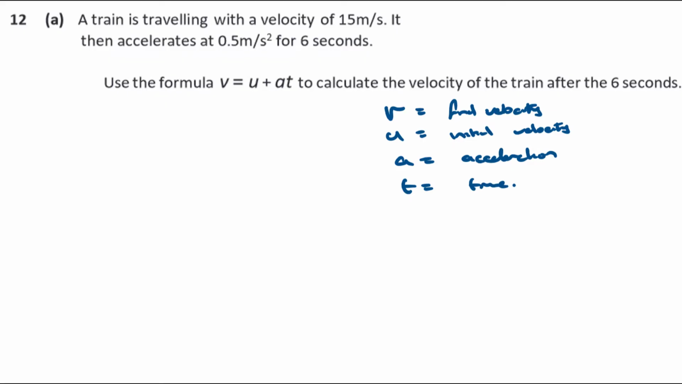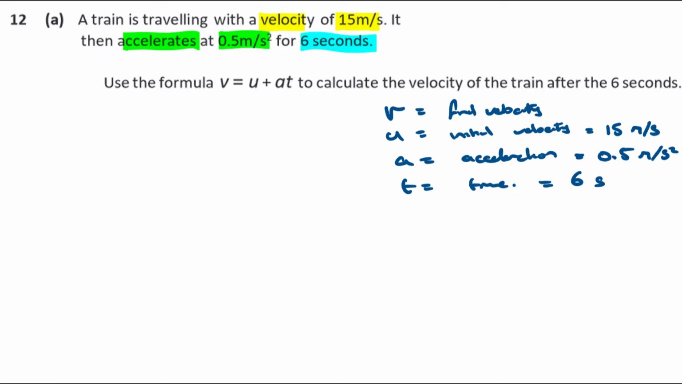Okay, now what have we been given? We have been given a train is traveling with a velocity of 15 meters per second. Okay, so that is my initial or starting velocity, isn't it? So that is my u value. That's 15 meters per second. Then I've been given the acceleration of 0.5 meters per second. So that is my a value. That's 0.5 meters per second squared. And then this here, 6 seconds, that must be time then, mustn't it? So that is equal to 6 seconds.